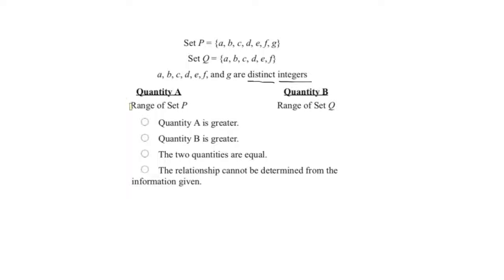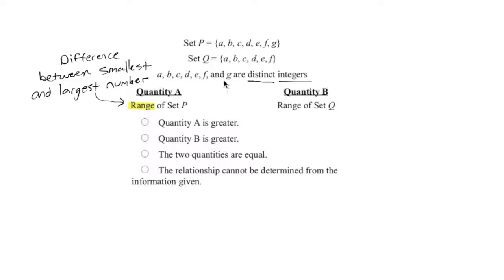Let's go ahead and define this word. For reminders, the range is the difference between your smallest and your largest number. So let us assume that we can come up with some substitutions for these sets within the rules here.